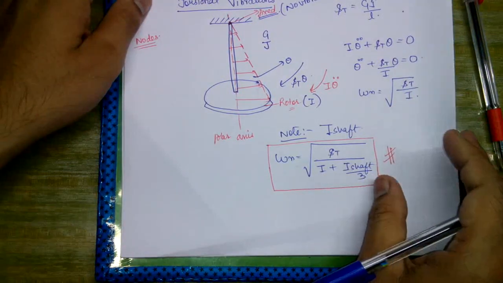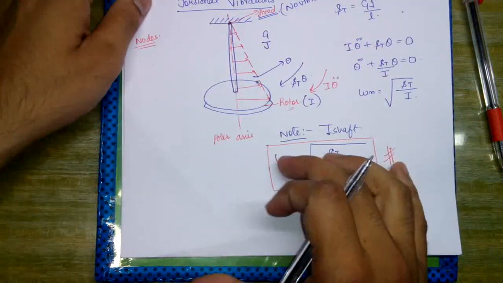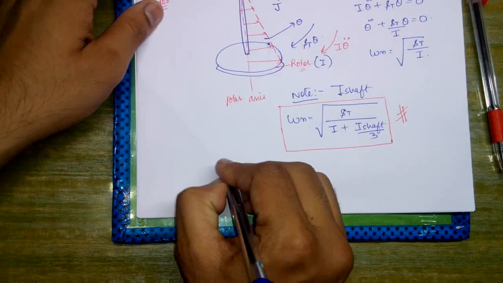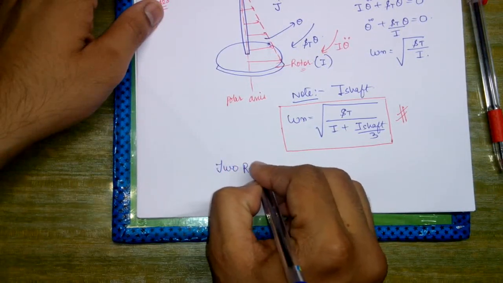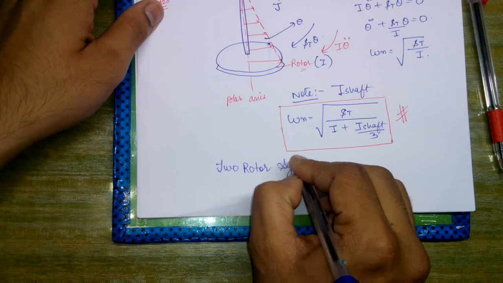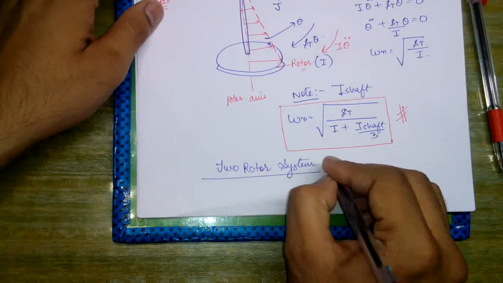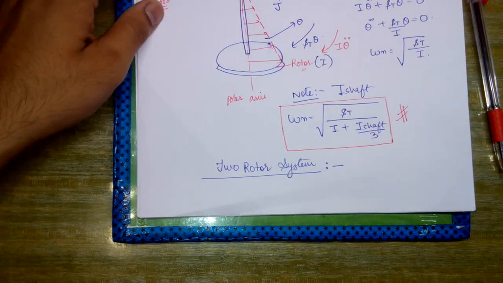ओके, नाउ इसी से रिलेटेड हमारा जो नेक्स्ट इसमें टॉपिक है, दैट इज टू रोटर सिस्टम है. नेक्स्ट हमारा टू रोटर सिस्टम.